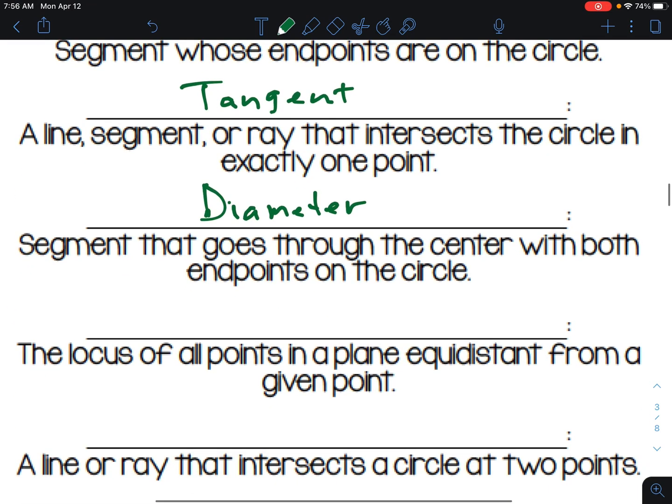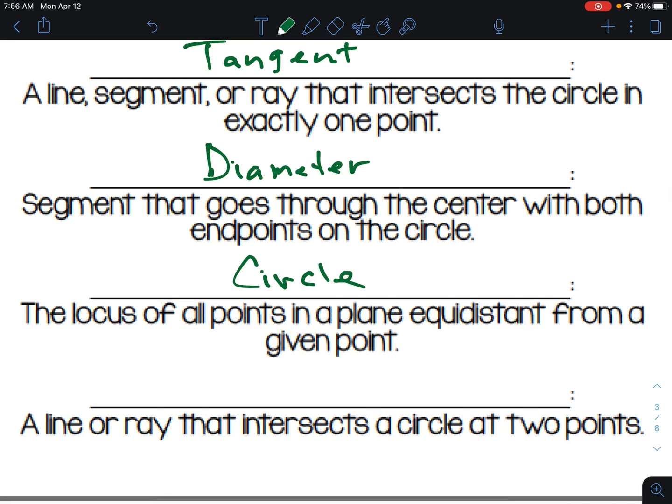The locus, or set of all points in a plane equidistant, that's the definition of a circle. And a line or ray that intersects a circle at 2 points. Intersects, right? Not whose endpoints are on the circle, but intersects. That is the secant.